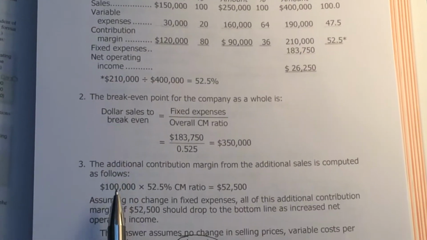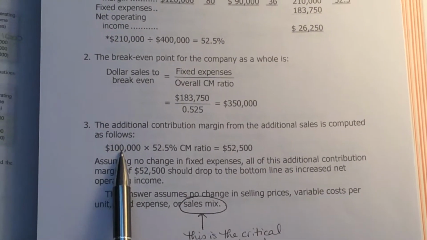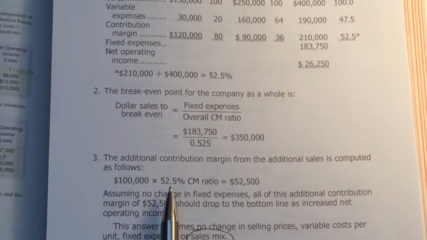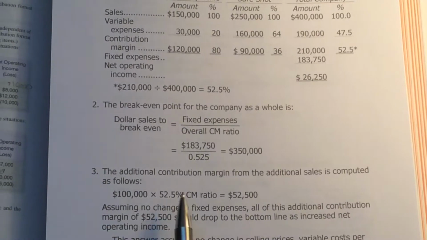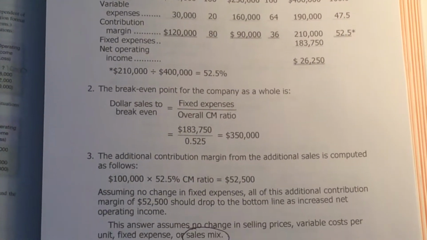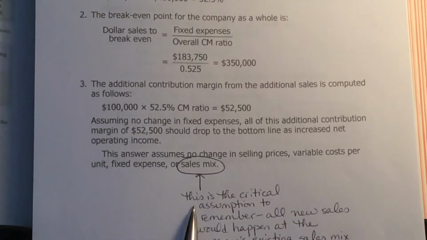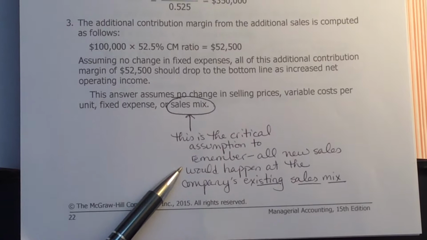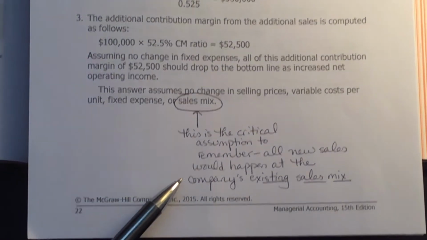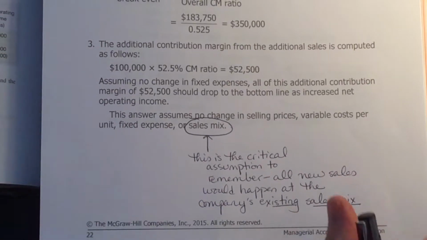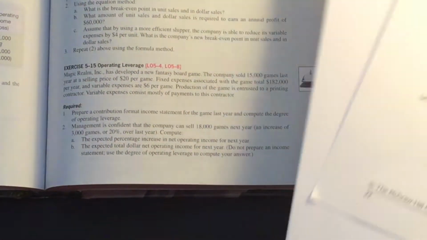Now, if we were to sell another $100,000 worth of products, what is that worth to us? It's worth 52.5 cents on the dollar, or 52.5%. It's worth $52,500. That's because the critical assumption is that we have no change in the sales mix. So we're assuming that all new sales would happen at the company's existing sales mix. And that's exercise 12. Now we're going to move to exercise 14.